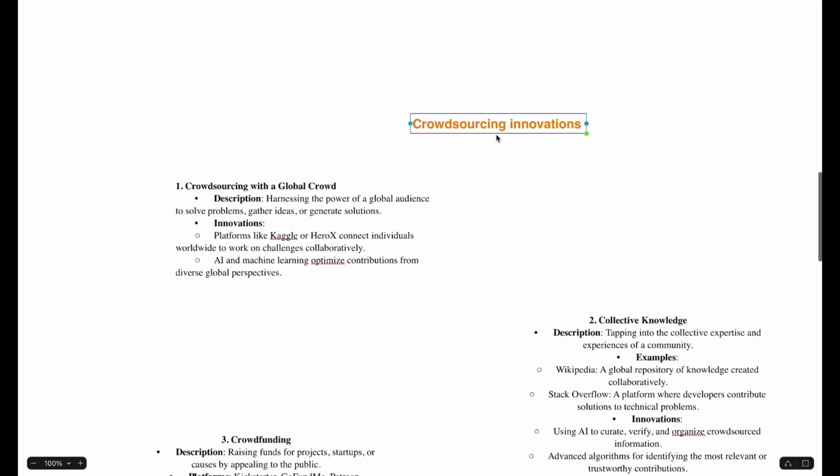And this is what it is. And the second one is with a global crowd. So this is harnessing the input of individuals from diverse geographical and cultural backgrounds. This is basically combining people from all over the world to solve a problem together. There are many platforms where they can do this, like Kaggle, HeroX, something like that.